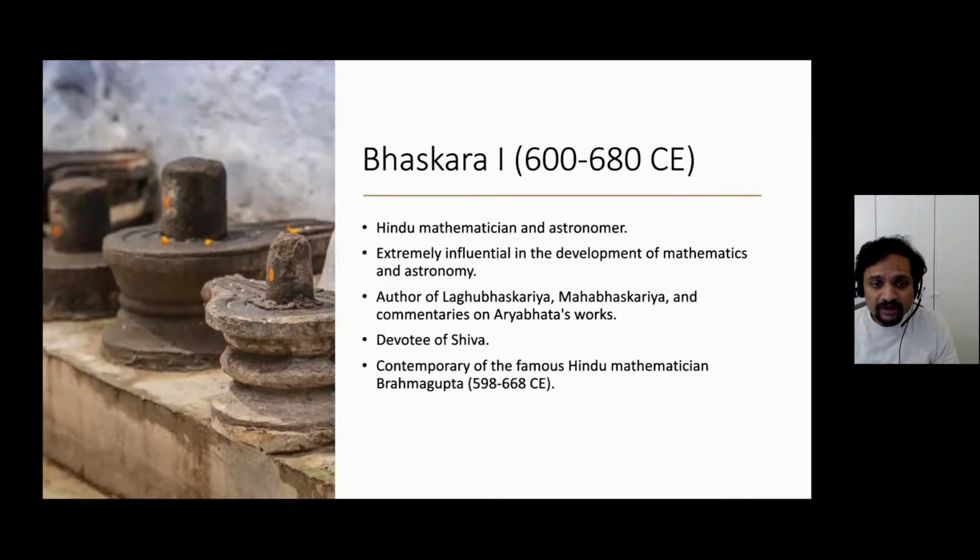A few words on Bhaskara I. He was a prominent Hindu astronomer and mathematician whose works were extremely influential in the development of mathematics and astronomy. So he was from the 7th century CE, and his works went on to play an important role in the development of astronomy in the Arabic world and subsequently in Europe. And his major works are the Laghubhaskariya, the Mahabhaskariya, and he has written commentaries on Aryabhata's works. He was a devotee of Lord Shiva, and he was also contemporary to the famous Hindu mathematician Brahmagupta.